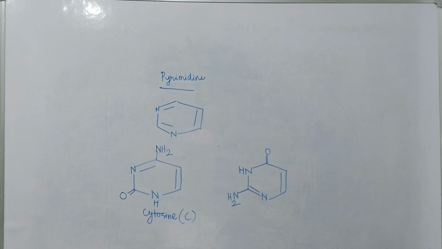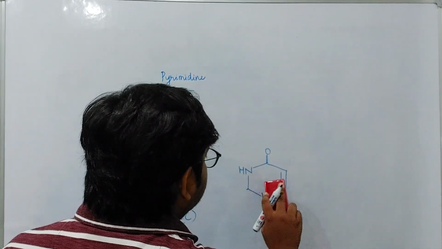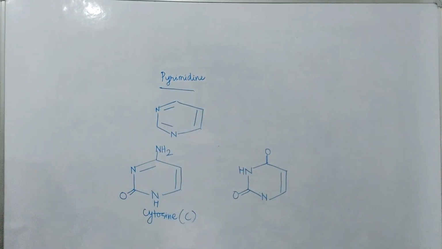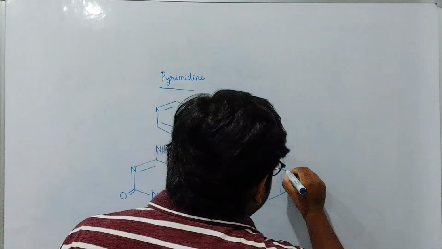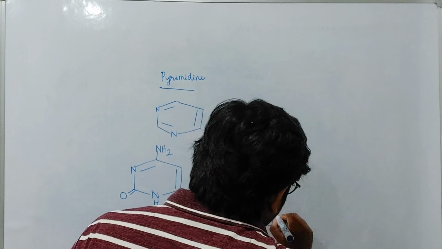We'll have to discuss thymine and uracil as well. So what about thymine and what about uracil? The first thing is thymine. In thymine, here there is a double bond O like this, and also there is a CH3 group. So this is called thymine.